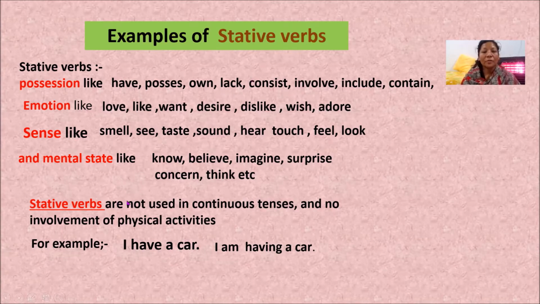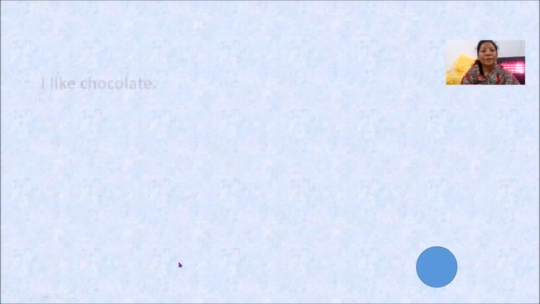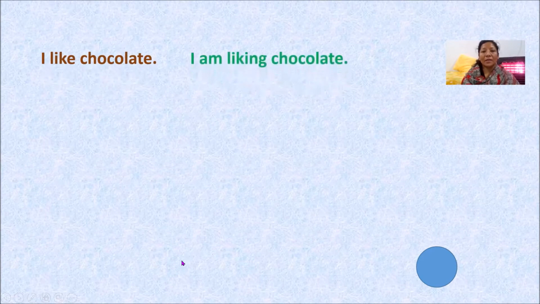Okay, and stative verbs are not used in continuous tenses and have no involvement of physical activities. They are felt only. For example, I have a car. We can't say I am having a car, because have is a stative verb and it is not used in continuous tense. Okay. So I like chocolate, not I am liking chocolate.